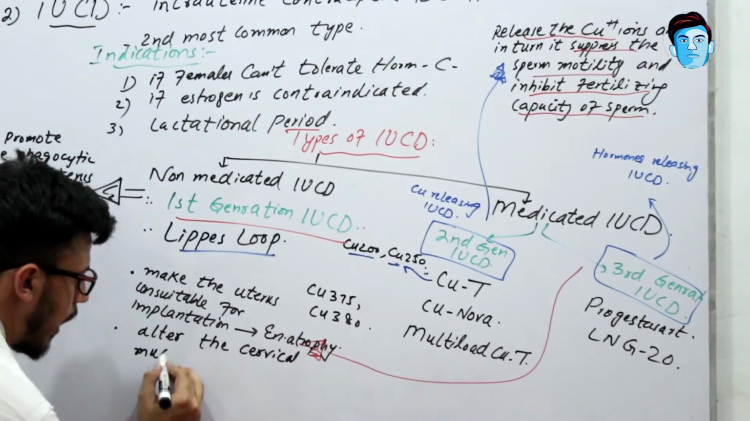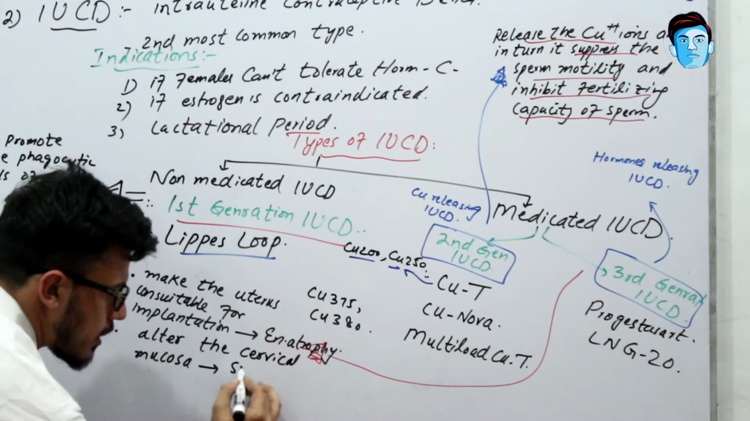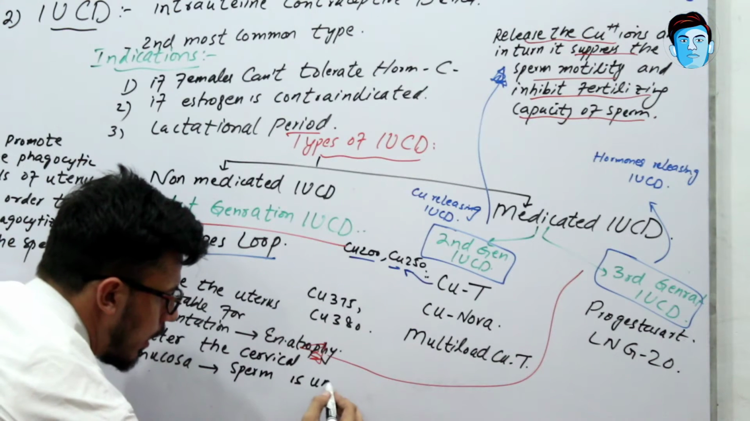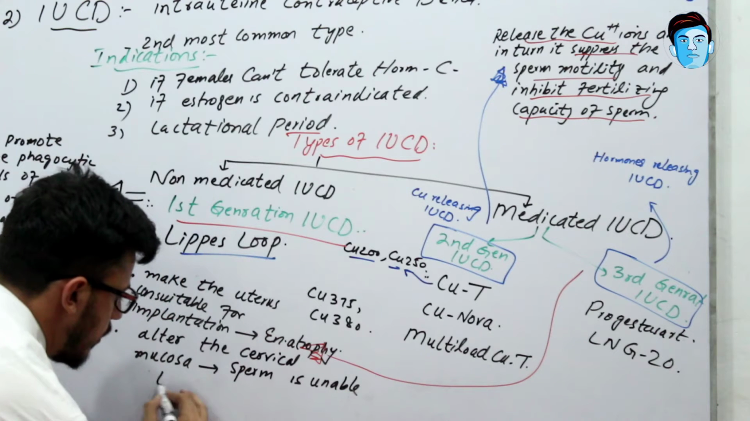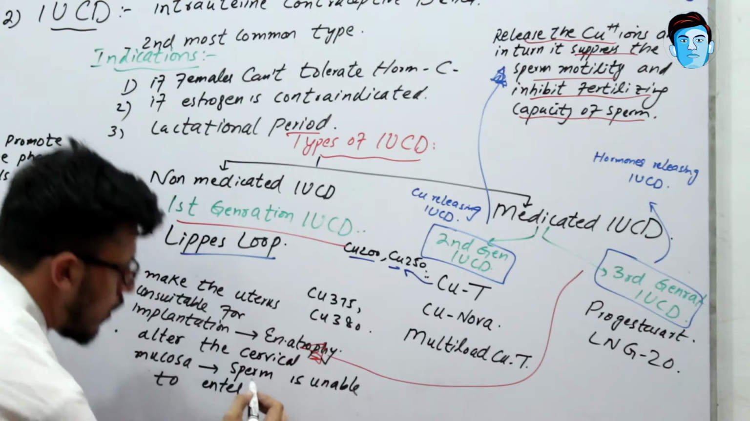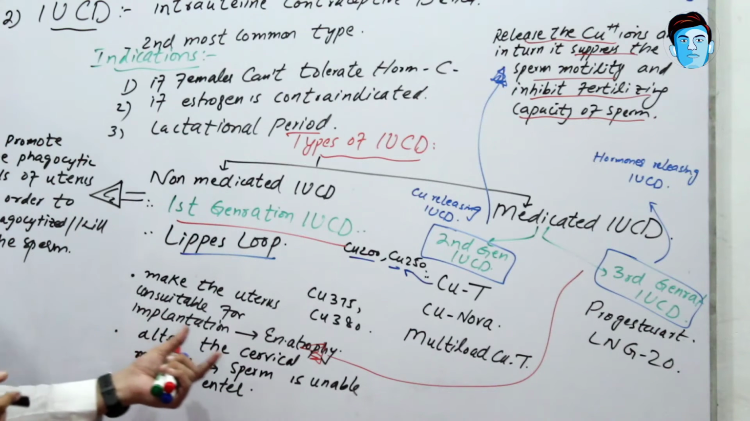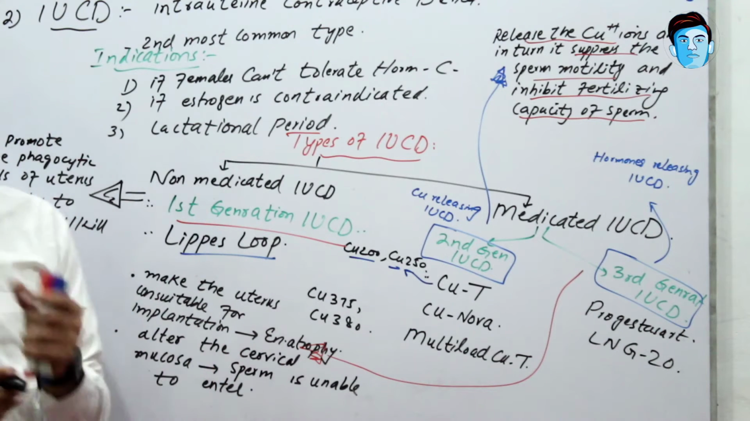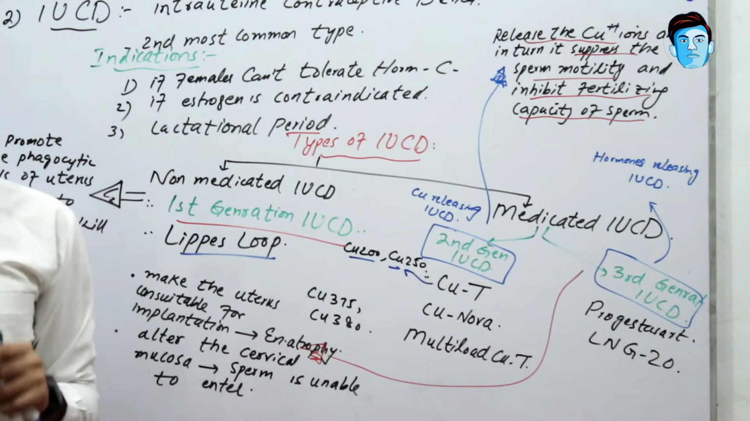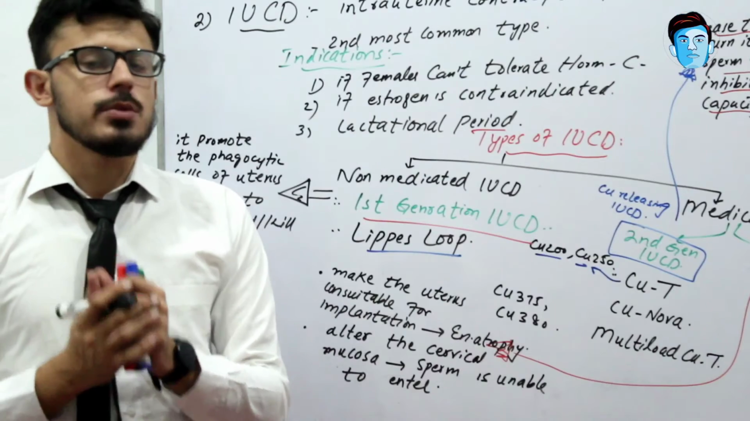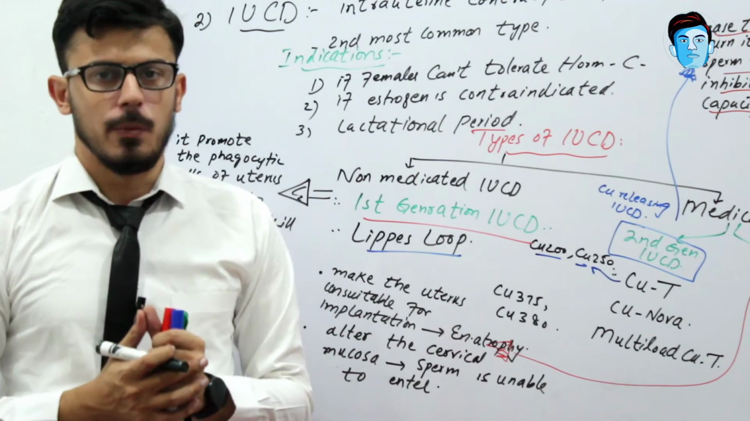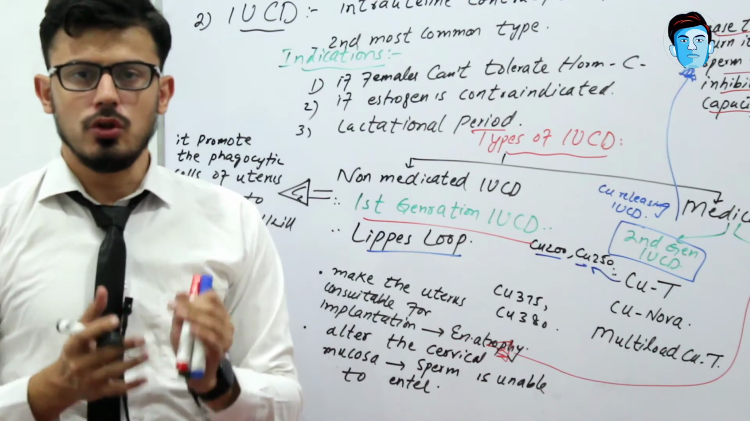If it alters the cervical mucosa, the sperm is unable to enter. So if there is alteration in the cervical mucosa, the sperm is unable to enter properly, so the sperm cannot reach the site in the fallopian tube. So ultimately there will be no pregnancy.